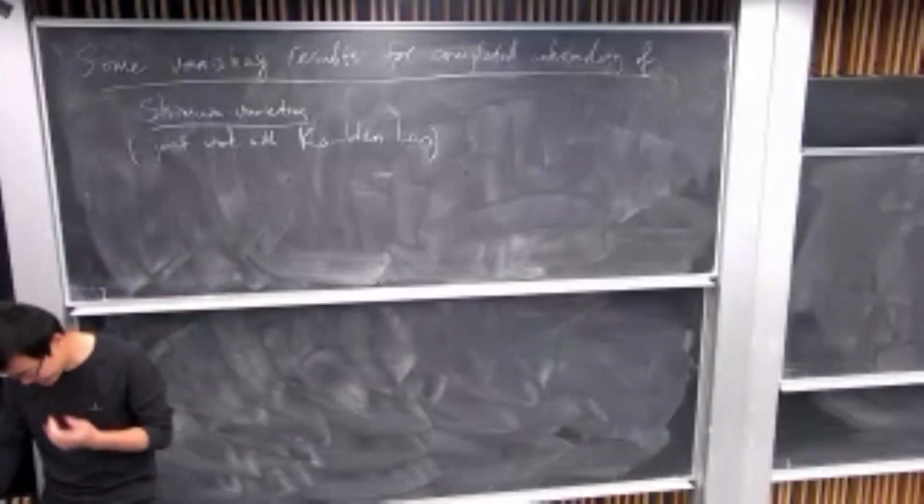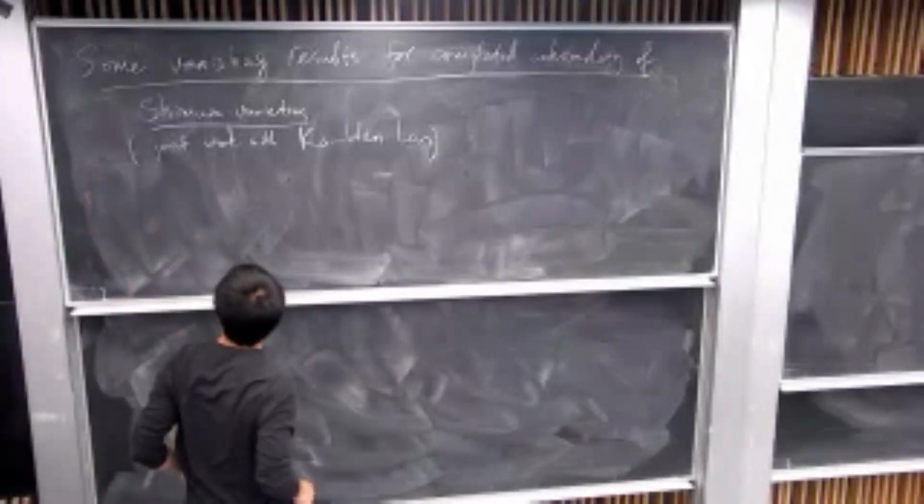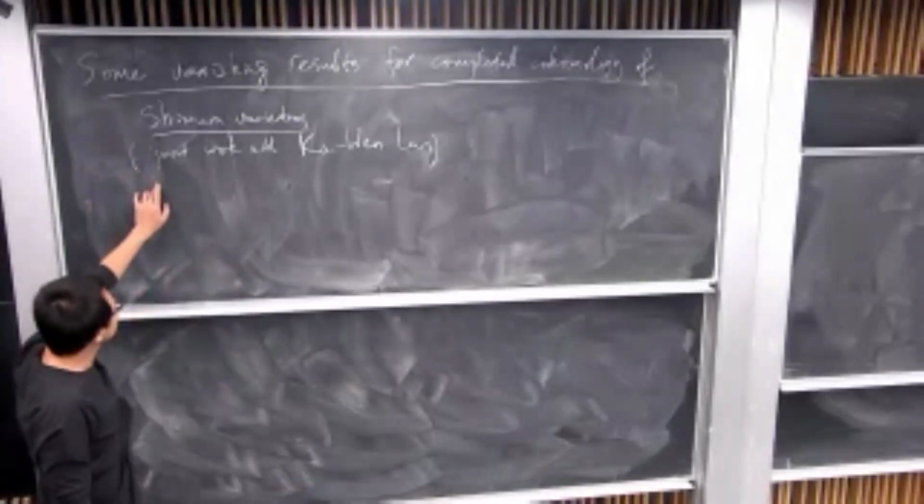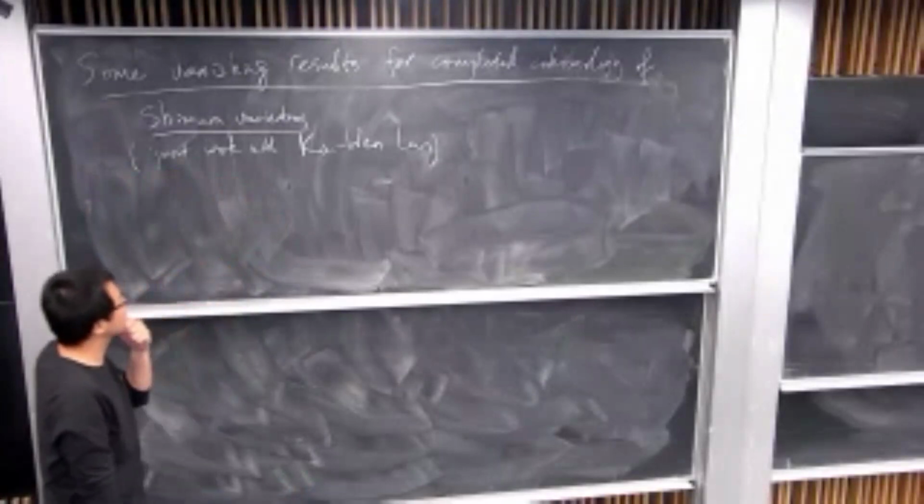Yeah. So yeah, I want to talk about some vanishing results for completed cohomology of Shimura varieties. So this is all joint work with Kaiwan and Lan, and some parts still in progress.